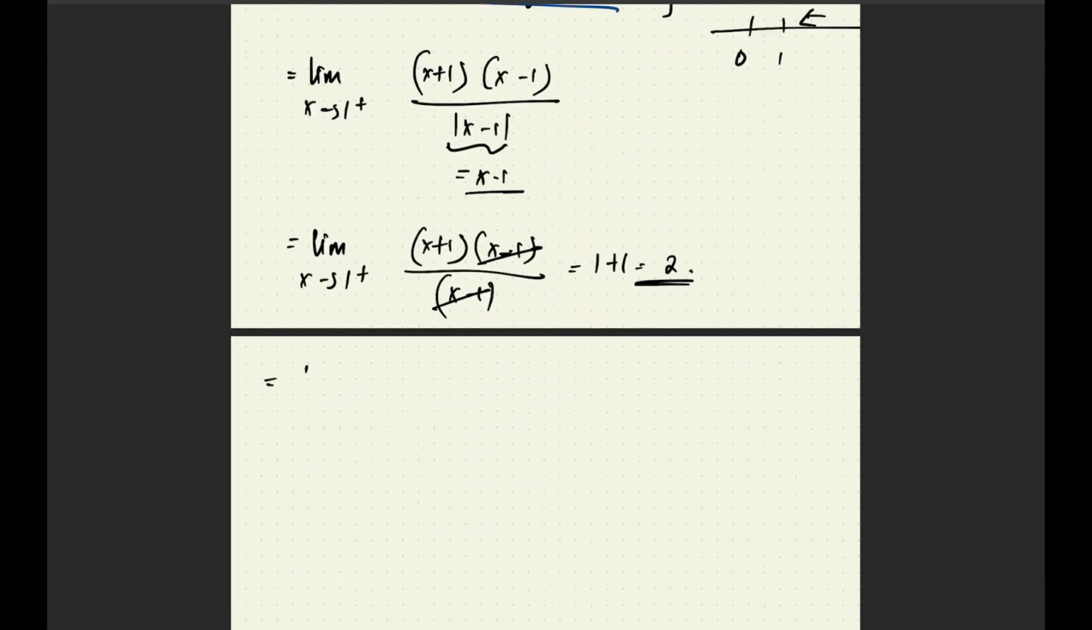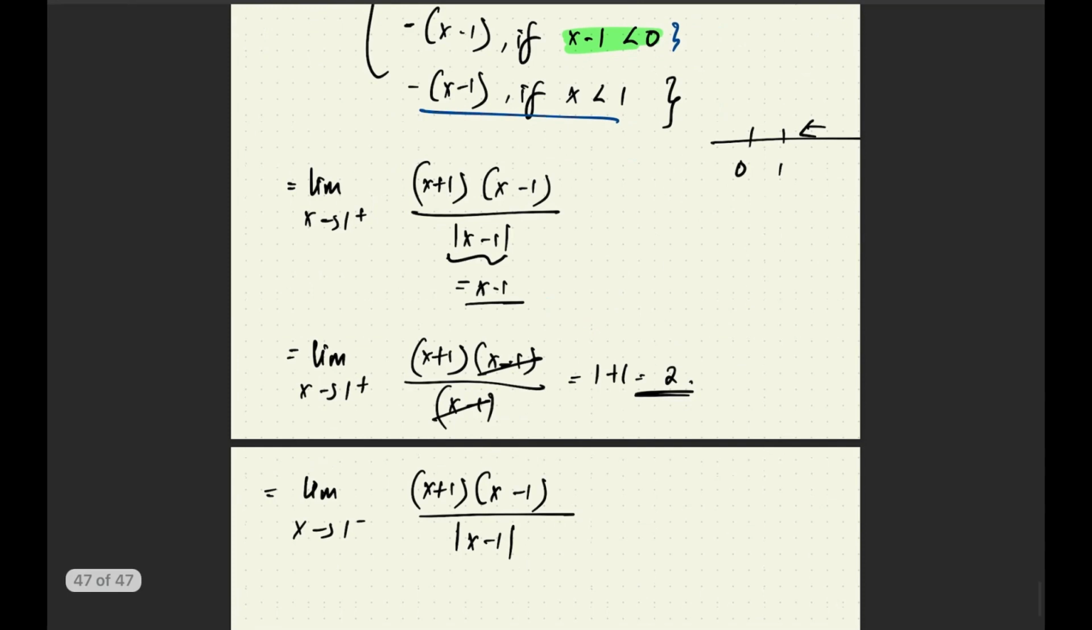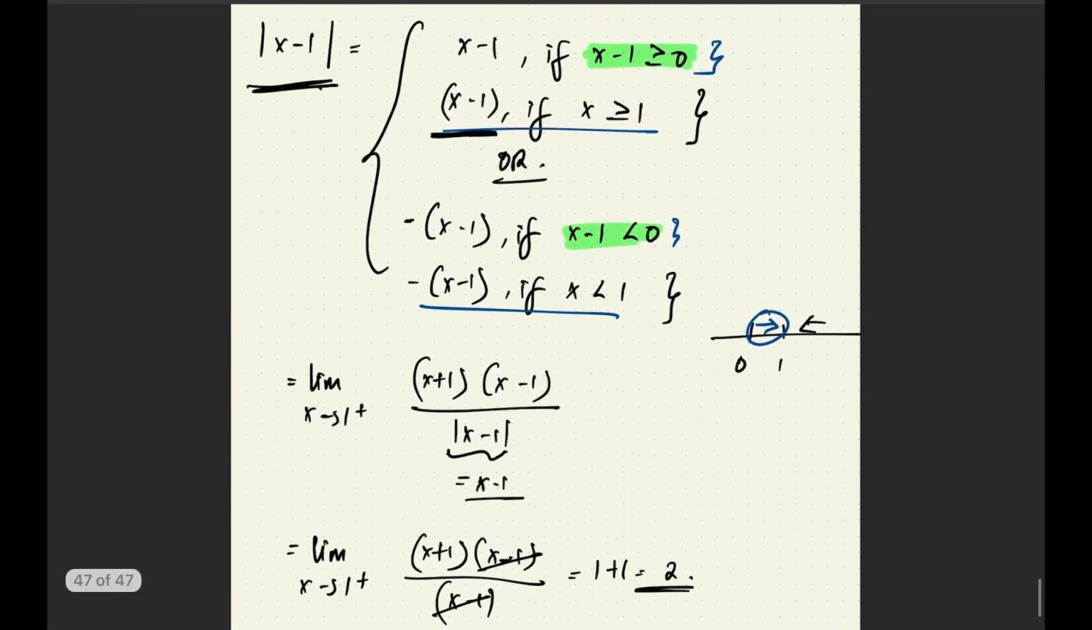Now let's do the same thing for the left-hand limit. The limit as x approaches 1 from the left-hand side of (x plus 1) times (x minus 1) divided by the absolute value of x minus 1. As we approach 1 from the left-hand side, what does that mean? Again, we have our number line here, and we are approaching in this direction. That means the x value is a number that is slightly less than 1. So if x is slightly less than 1, we're going to look at this part of the definition. In this case, the absolute value of x minus 1 is going to be equal to negative (x minus 1).